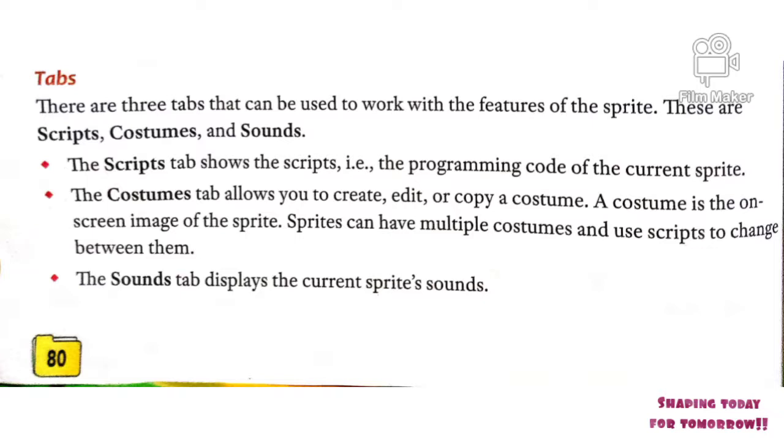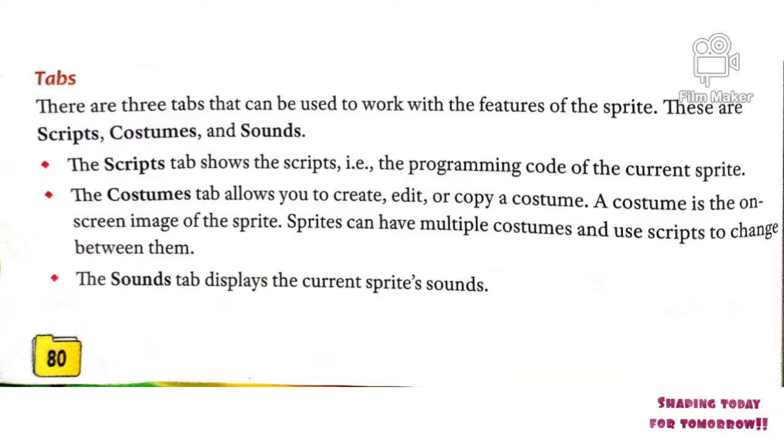There are three tabs that can be used to work with the features of a sprite. These are script, costume and sound. Now the first point is, the script tab shows the script, that is the programming code of the current sprite. So students, you can see the programming code of your current sprite in the script tab. Now the second point is, the costume tab allows you to create, edit or copy a costume.